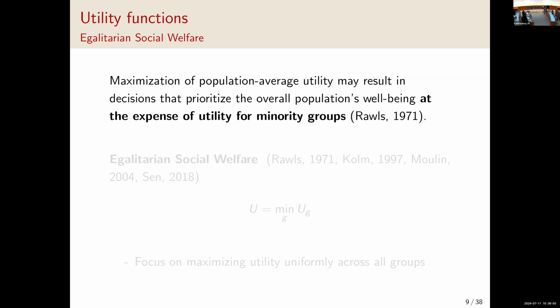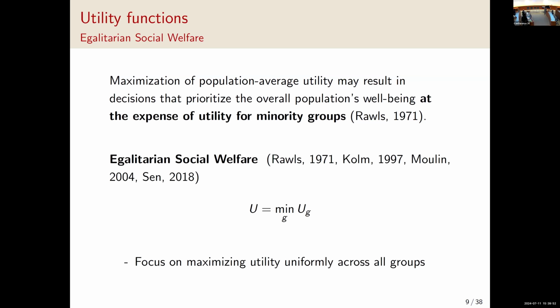And if this is a concern, people will sometimes use this egalitarian social welfare, which is defined as the utility in the worst off group. In other words, we are focusing on maximizing utility uniformly across all groups, or uniformly across all individuals in the population.